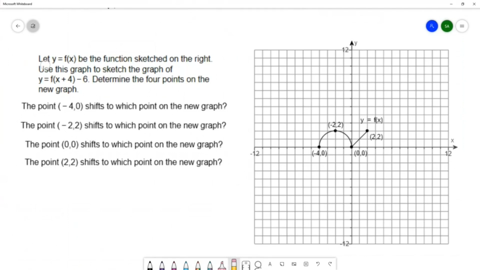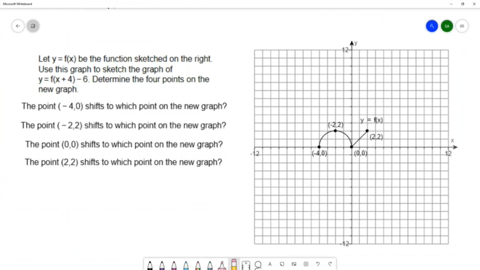This question says, let y equals f of x be the function sketched on the right. Use the graph to sketch the graph of y equals f of x plus 4 minus 6. Determine the 4 points on the new graph. So we're given this picture over here, and this picture is labeled as f of x. And our goal is to graph this new function, f of x plus 4 minus 6.